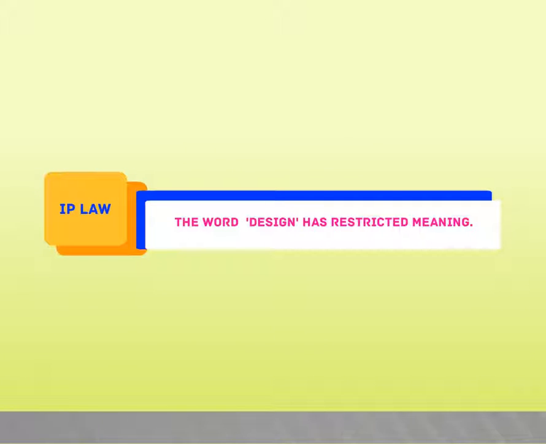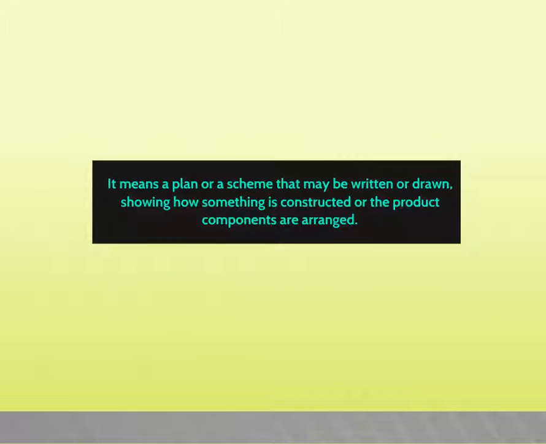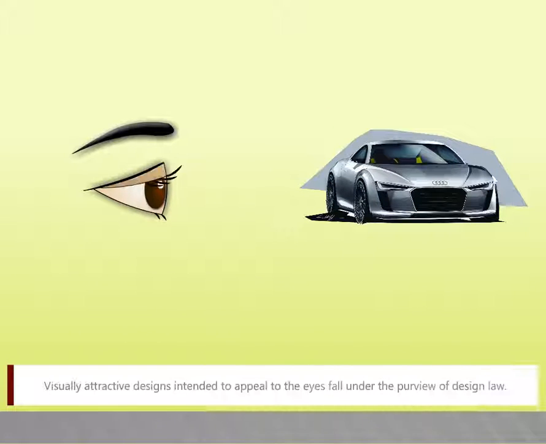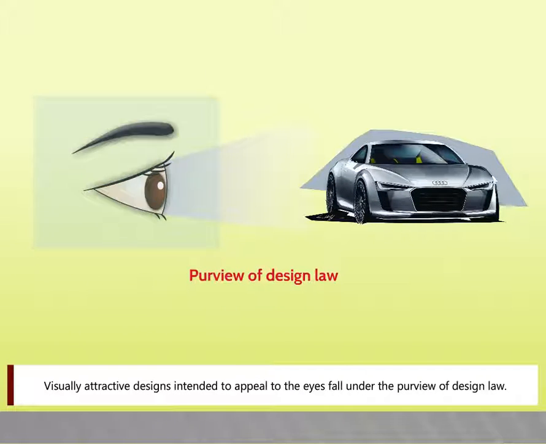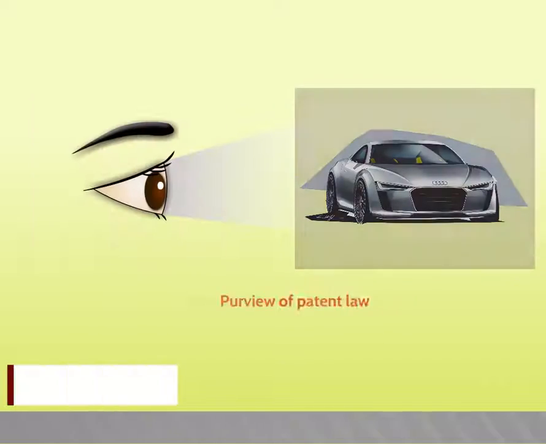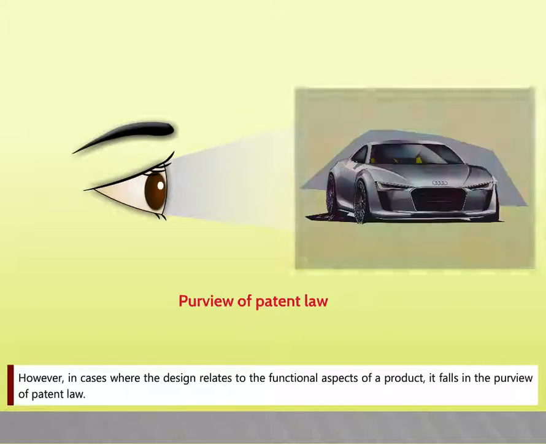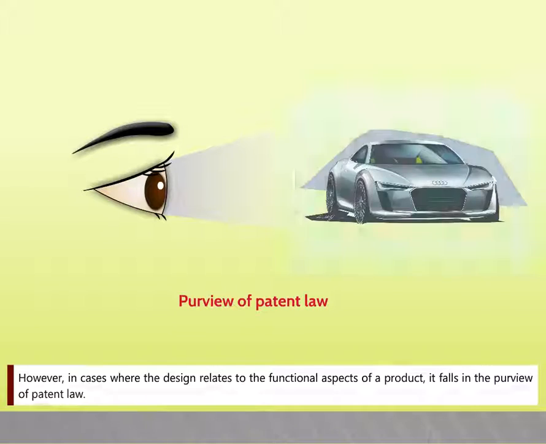In IP law, the word design has a restricted meaning. It means a plan or a scheme that may be written or drawn, showing how something is constructed or the product components are arranged. Visually attractive designs intended to appeal to the eyes fall under the purview of design law. However, in cases where the design relates to the functional aspects of a product, it falls in the purview of patent law.